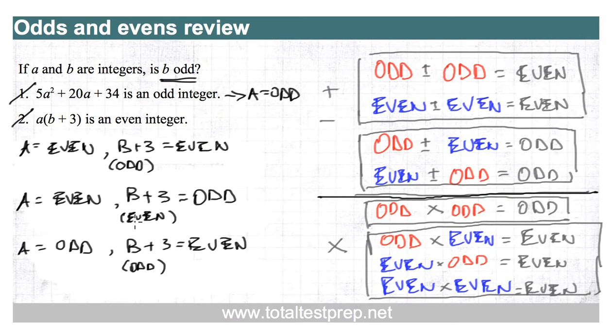What about combining them? Well, from statement 1, we know that a is odd, so we can get rid of these two scenarios, which means the only scenario we're left with is that a is odd and b plus 3 has to be even, and in order for b plus 3 to be even, b would have to be odd, which is a yes answer. It's a consistent answer, and so the answer here is C.